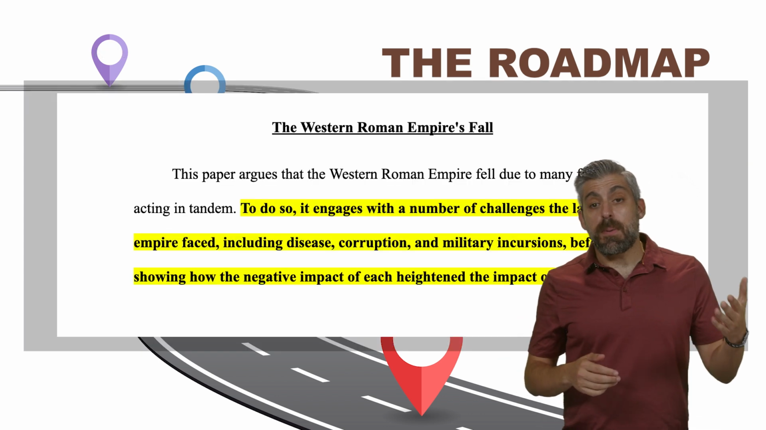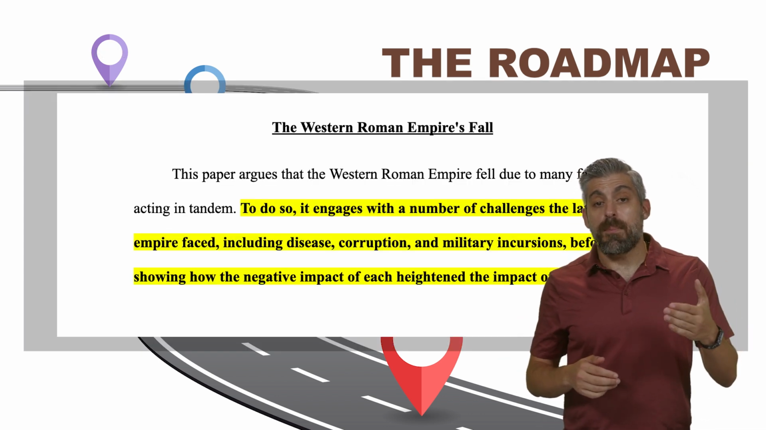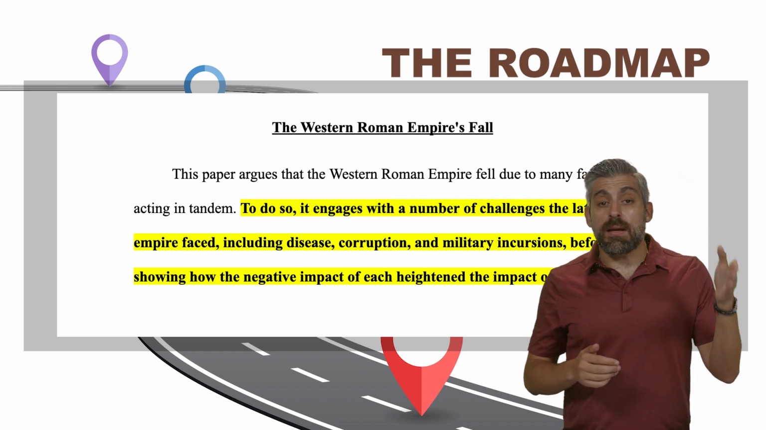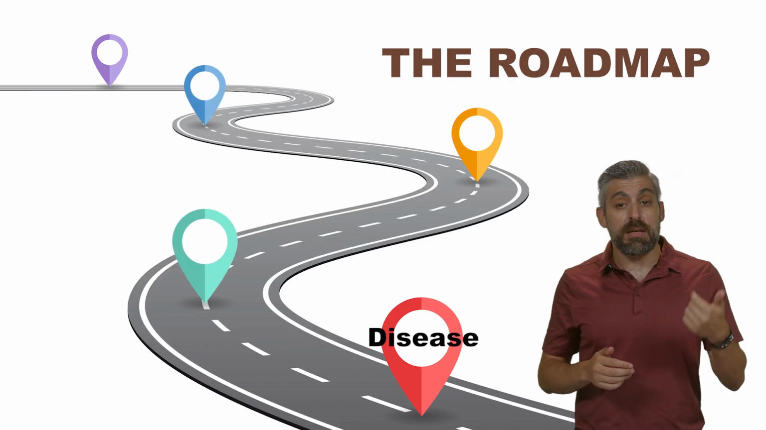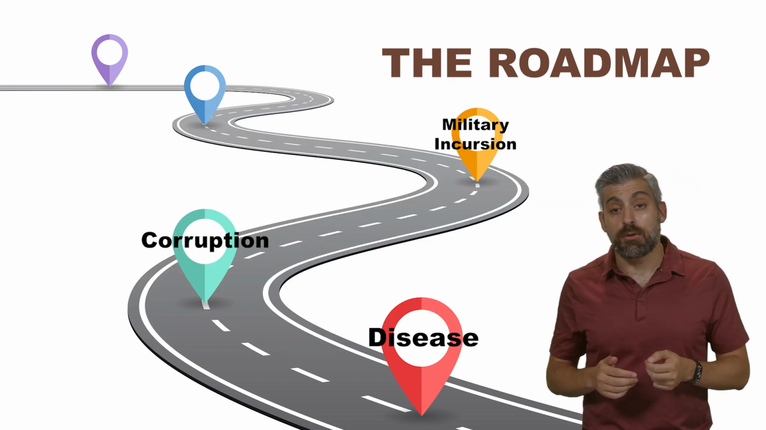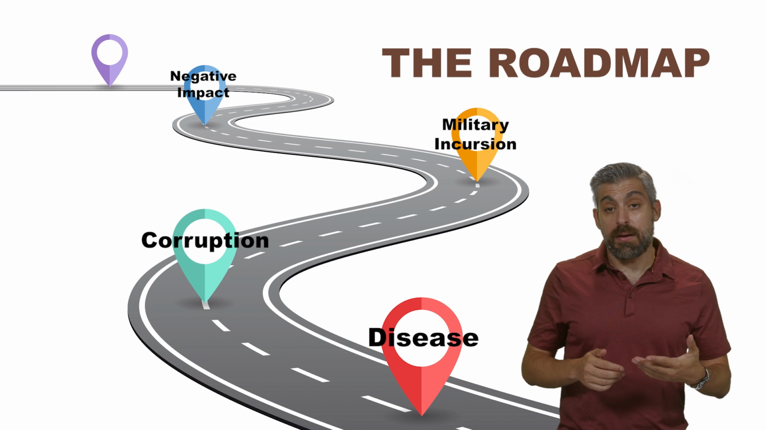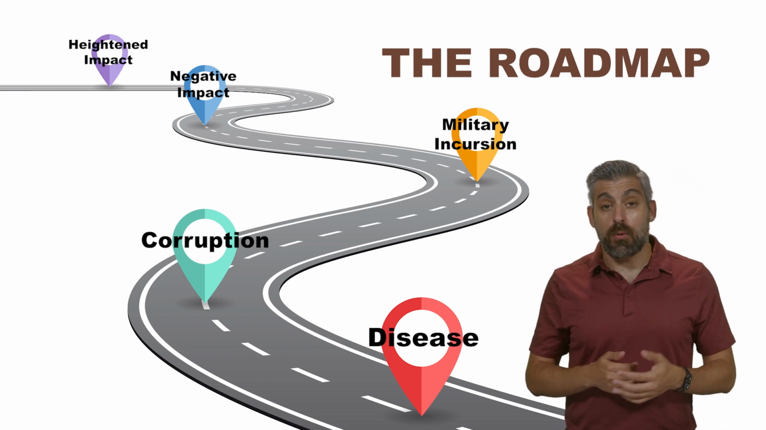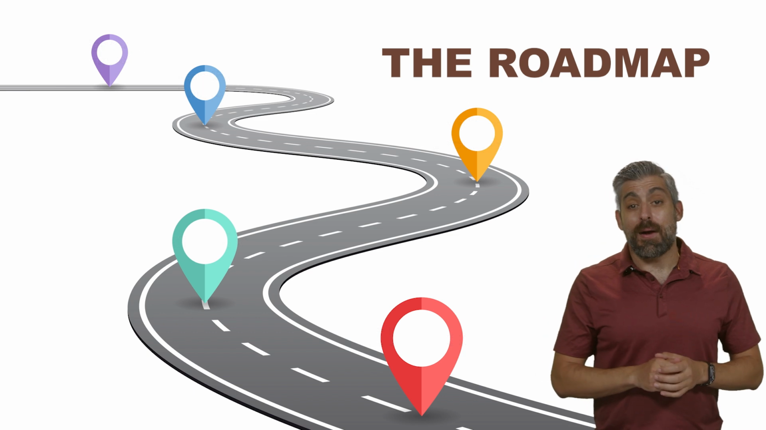Example: this paper argues that the Western Roman Empire fell due to many factors acting in tandem. There's your thesis statement. To do so, it engages with a number of challenges the late empire faced, including disease, corruption, and military incursions, before showing how the negative impact of each heightened the impact on the others. And there's your roadmap.